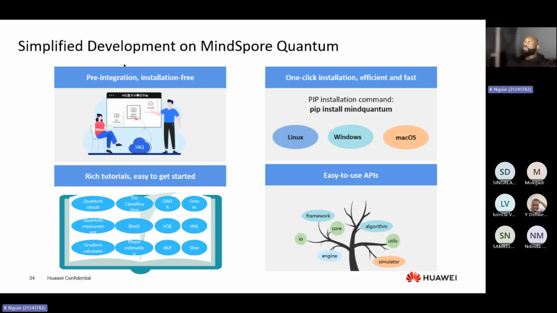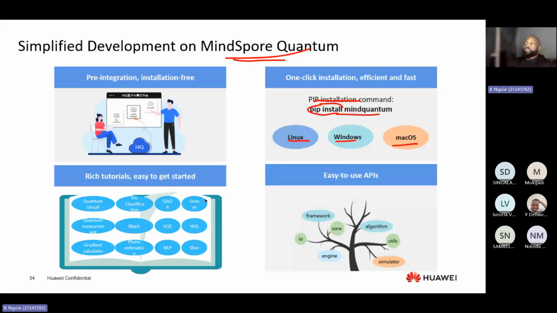This is how you can see how simple the process is. You install your MINDS for quantum on your system. For example, if you use Python, you can use pip. Pip install is used in Python. So when we say, for example, pip install mindquantum, it's going to install MINDS for quantum on your system. You can do it on macOS, on Windows, or on Linux.